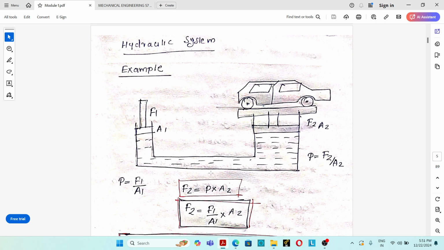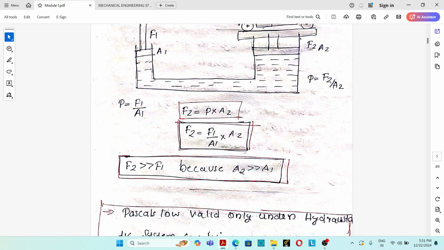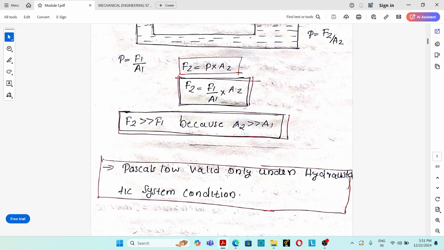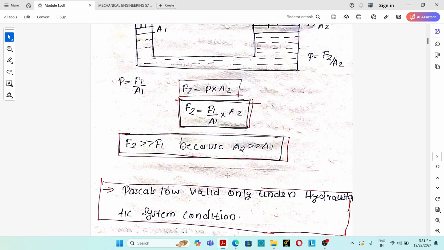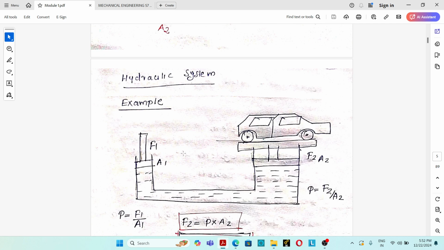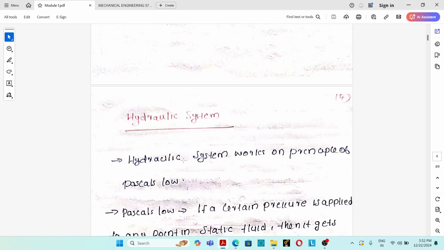So you can see that here the force produced will be very much greater than the force applied here, due to the area difference. Okay. What's the important point of Pascal's law? Pascal's law is valid only under a hydrostatic system. That's the important point. Pascal's law is valid only under a hydrostatic system. In a hydrodynamic system, Pascal's law is not valid. Okay. So that's the concept of Pascal's law.